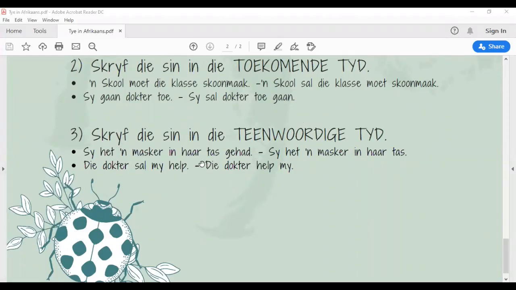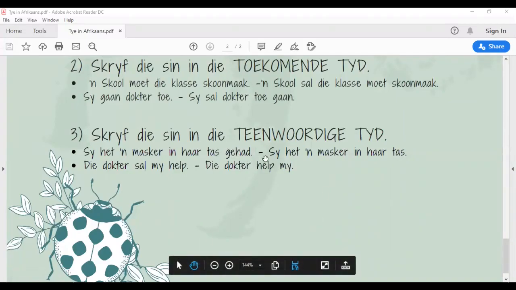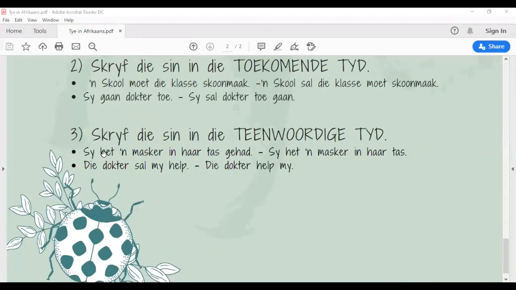Sy het 'n masker in haar tas gehad. Sy het 'n masker in haar tas. Look at this tricky one. Because it has a gehad, that tells us it's a past tense one. But we must not take out the het. Sy het 'n masker in haar tas. So that is a tricky one. If there's a gehad at the end, remember, that's the only thing we're going to take away. Dis al wat ons gaan wegvat.